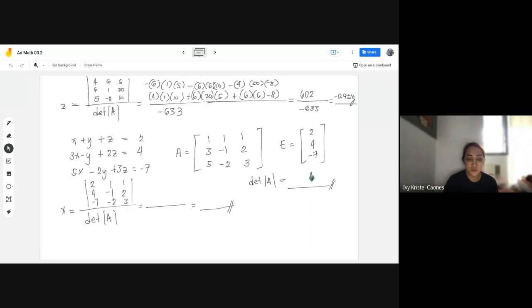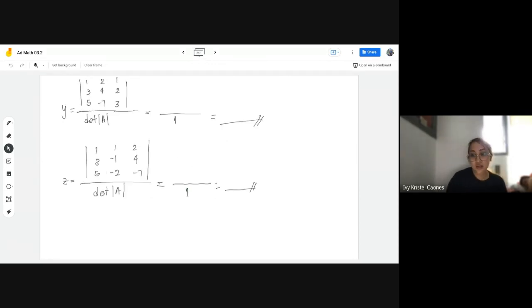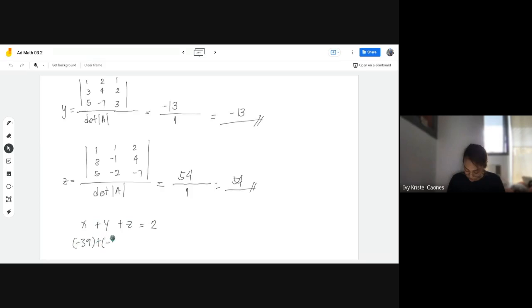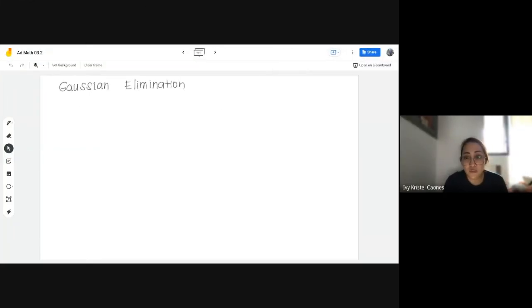So 1, yes. So it will be divided by 1. Then what is the determinants of x? The value of x is negative 39. Then our y, yes, it is negative 13. And z is 54. Checking naman, di ba, x plus y plus z is equal to 2. So if x is negative 39, then y is negative 13, and z is 54. Is it equal to 2? How do we do Gaussian elimination?